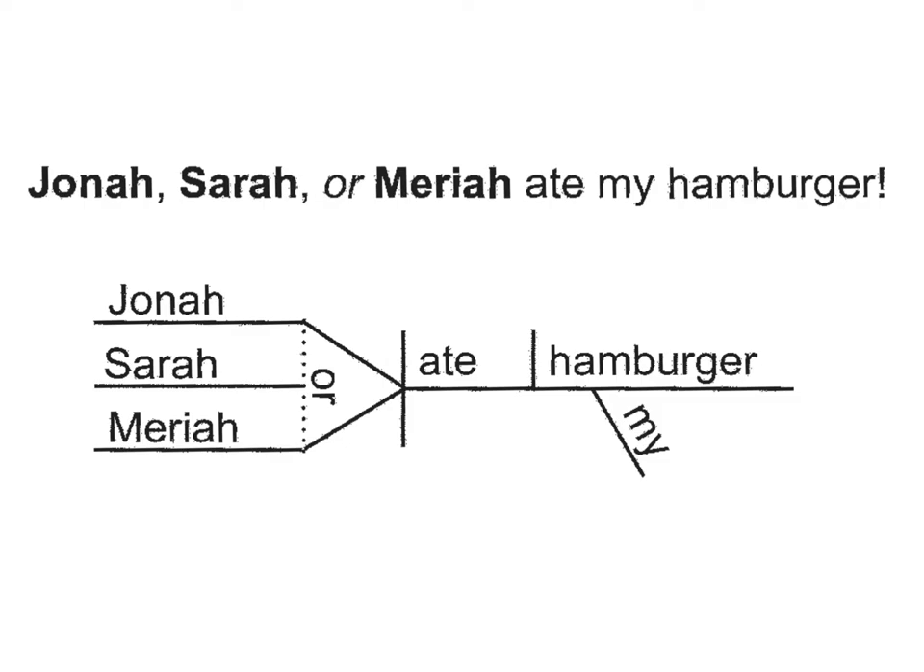Here is another sample problem. It says, Jonah, Sarah, or Mariah ate my hamburger. Who or what is this about? Well, it's about Jonah, it's about Sarah, or it's about Mariah. Three simple subjects, so simple subject sub 1, simple subject sub 2, simple subject sub 3. What did they do? They ate, simple predicate. Ate what? Direct object. Which kind of hamburger? Mine.